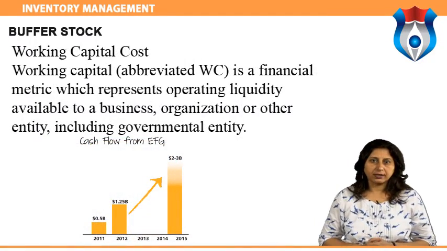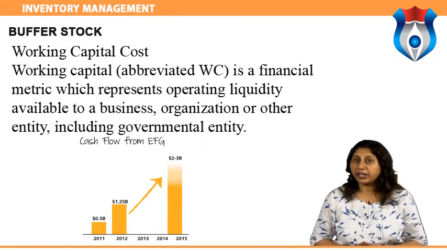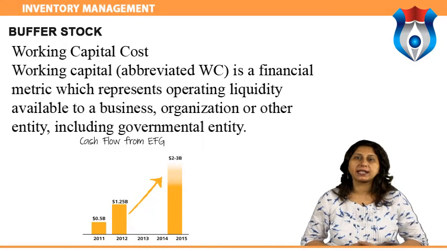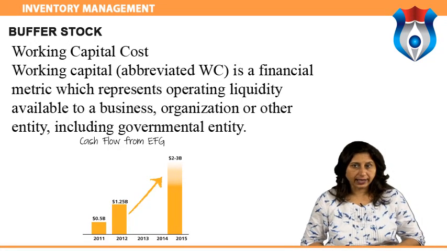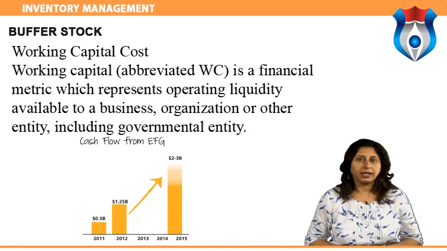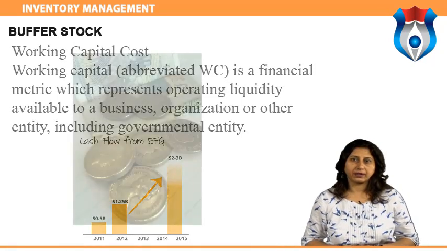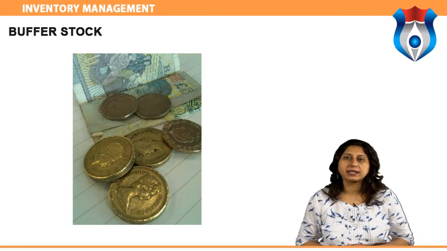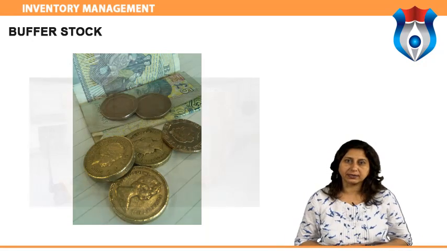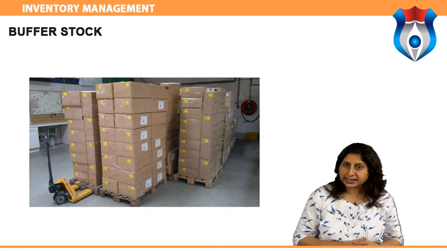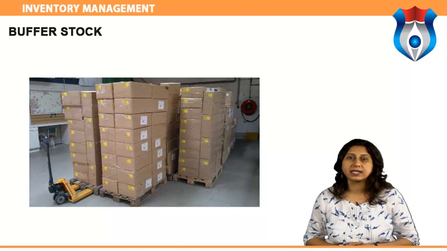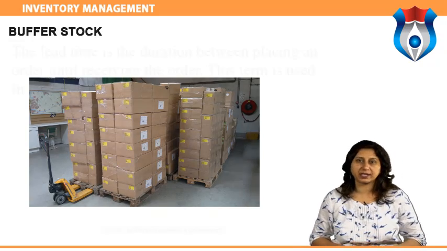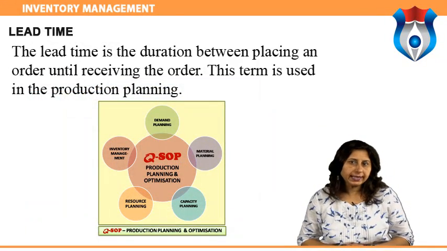Working capital cost. Working capital, abbreviated WC, is a financial metric which represents operating liquidity available to a business, organization, or other entity, including governmental entity. Along with fixed assets such as plant and equipment, working capital is considered a part of operating capital. If current assets are less than current liabilities, an entity has a working capital deficiency, also called a working capital deficit.